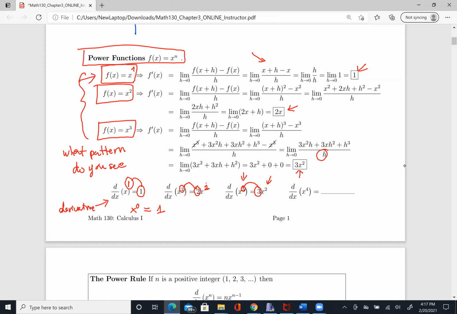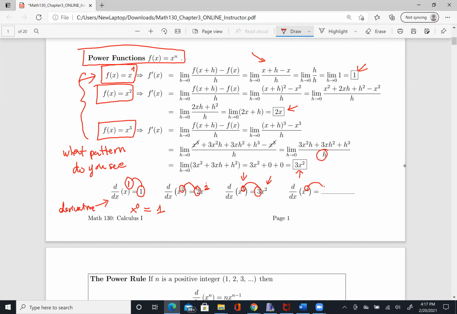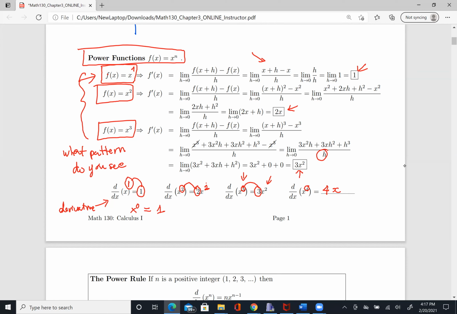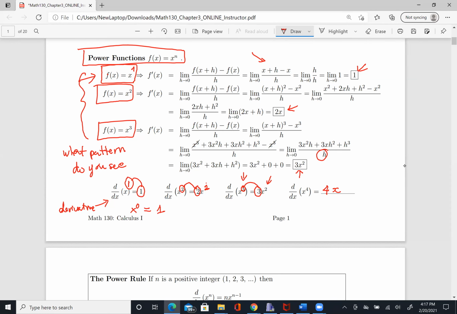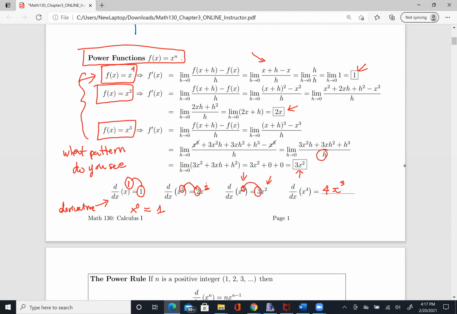So I would guess that for x power 4, this number 4 becomes the coefficient. Let me write it better. 4, and then x to the power 4 minus 1, lower by 1 unit for the power. Then it becomes 3. Okay, so that is the pattern.